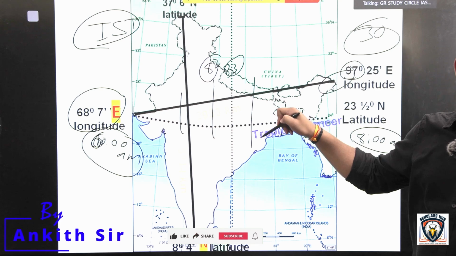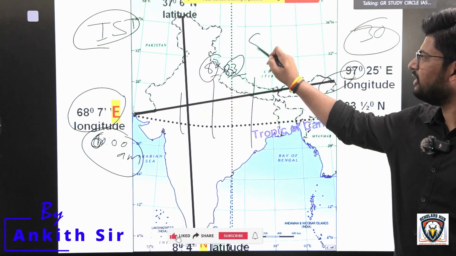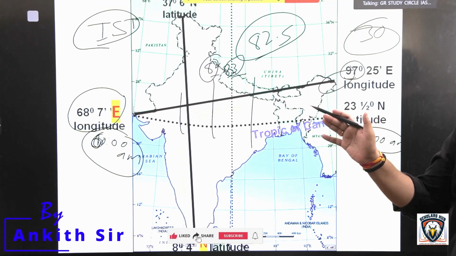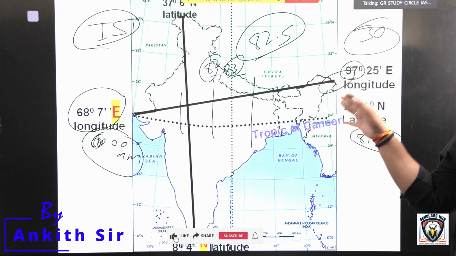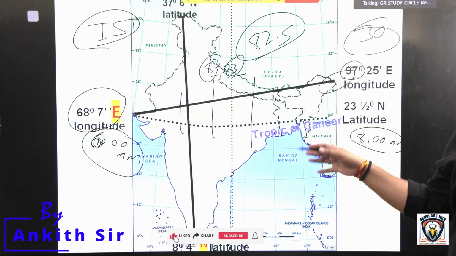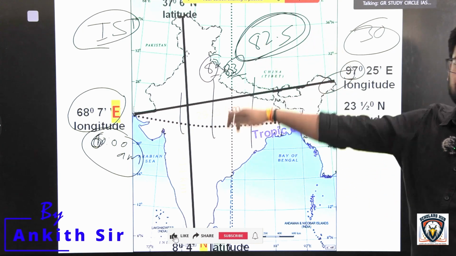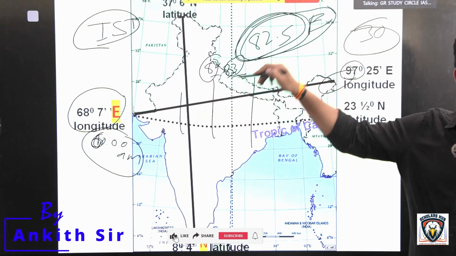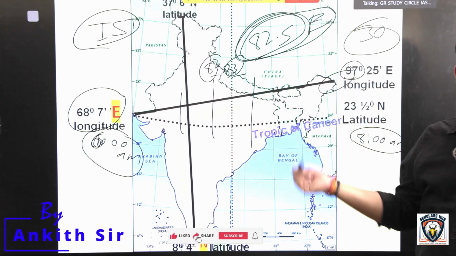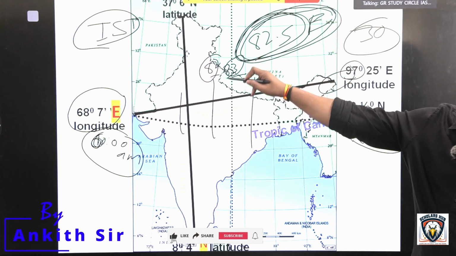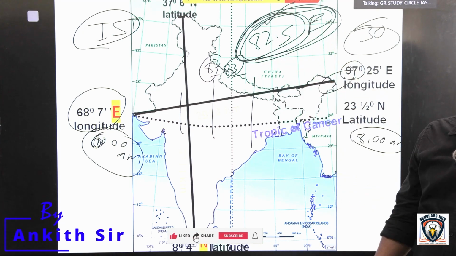So we need to take a longitude between these two, at 82, not 83. 82.5 degrees. So these are the two longitudes. To choose one longitude between these two, the common middle one, we have come up with 82.5 degrees east as the Indian Standard Time zone. Understood why 82.5? Why not 81, why not 83? So in order to calculate the Indian Standard Time, you have to consider 82.5 eastern longitude.